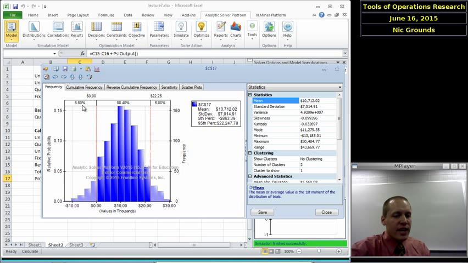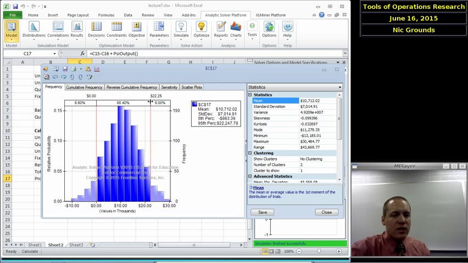And our profit is negative, which basically means there's a 93.4% chance that we make money. So more likely, obviously, that we're going to make money than anything.